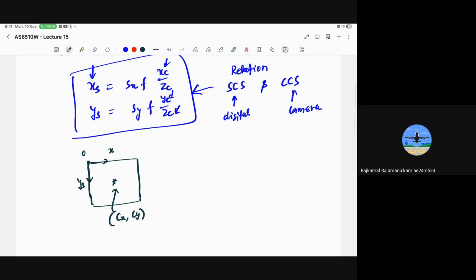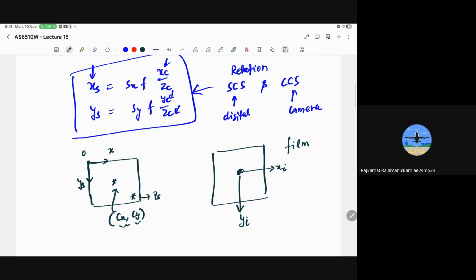This is the point of interest. Let us say this is ps in the digital image, and again, this is your film. In the film, this is the point where the optical axis of the camera, the z axis, intersects perpendicularly. So this is the coordinate xi and yi. Corresponding to this point, we have these coordinates in the final image, which is the digital image.